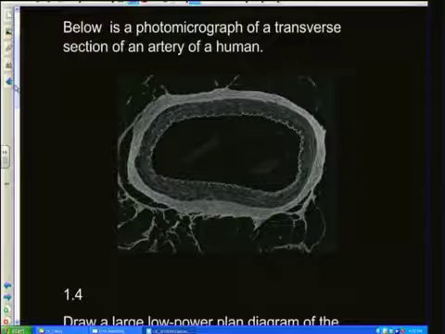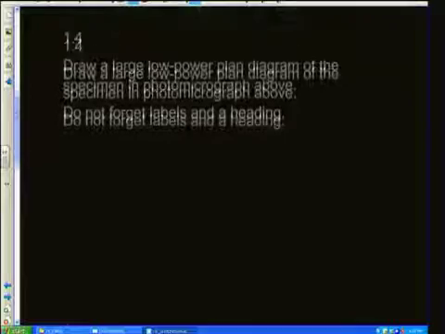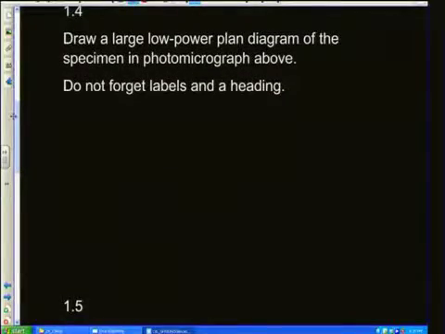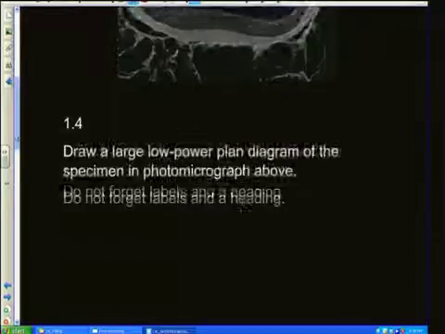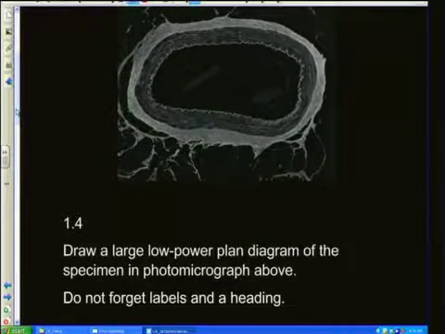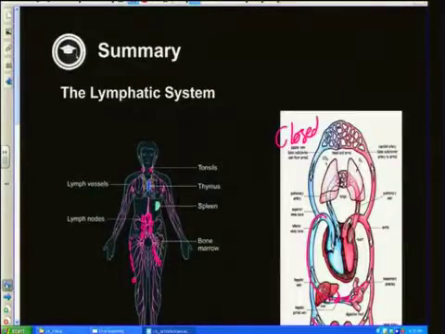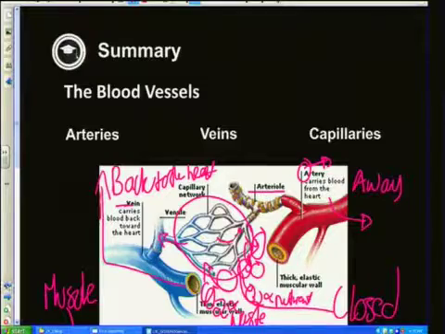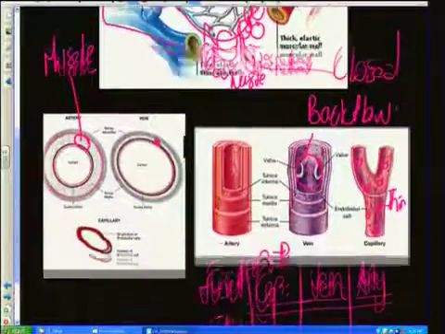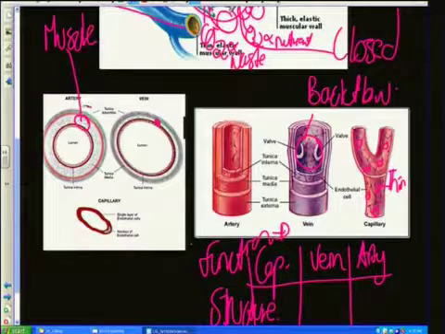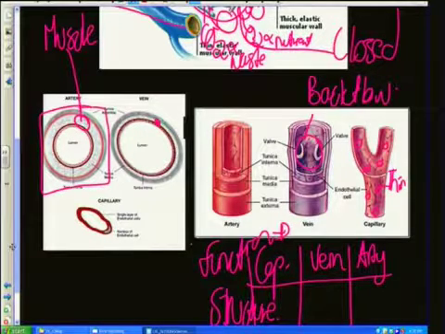Below is a photomicrograph of a transverse section of an artery. It says here, draw a large, low-power plan diagram of the specimen in the photomicrograph above. Do not forget labels and a heading. So what you're basically going to do, I'm going to quickly go back here. I want you to remember, that's what they're asking you to draw.